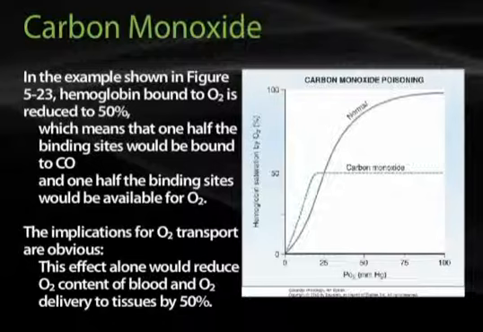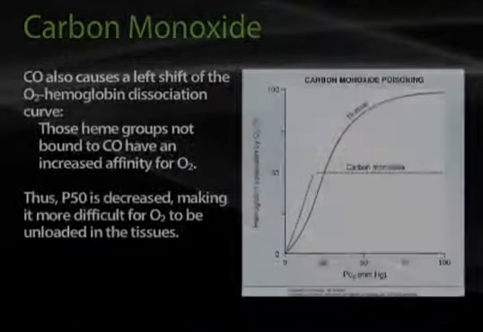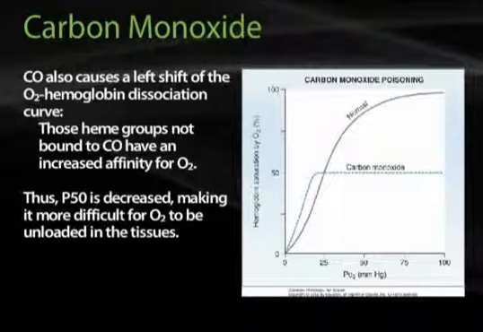In the example shown in figure 5.23, hemoglobin bound to oxygen is reduced by at least 50%, meaning that half of the binding sites would be bound by carbon monoxide, and only half of them would be available for oxygen. Obviously, this is going to have disastrous implications for oxygen transport. This alone would reduce oxygen content in the blood and oxygen delivery to the tissues by 50%.